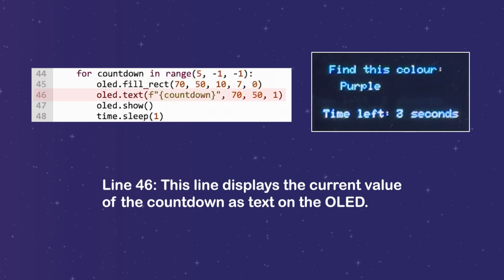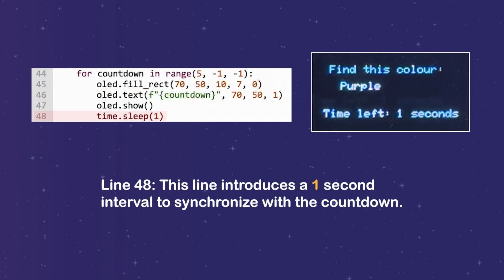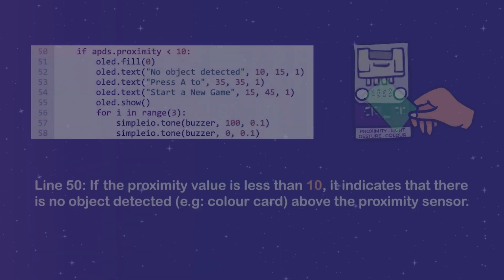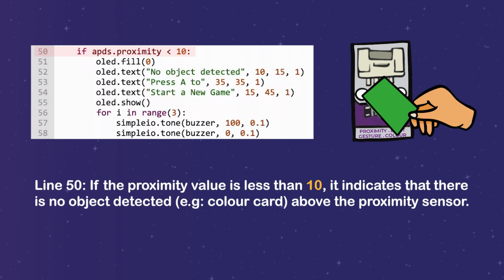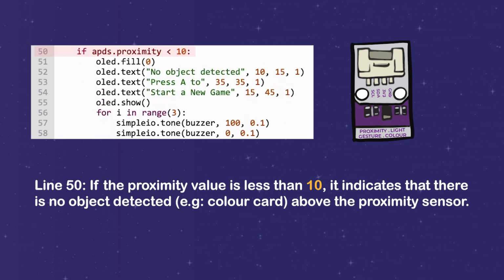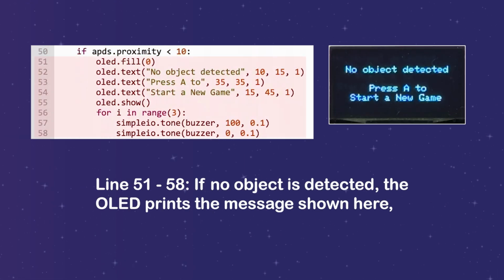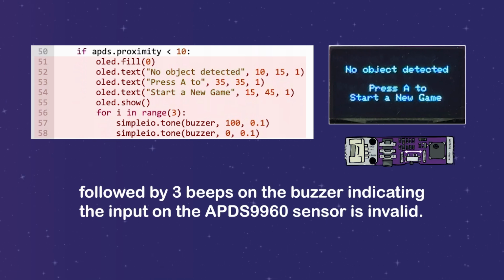Line 46, this line displays the current value of the countdown as text on the OLED. Line 48, this line introduces a 1 second interval to synchronize with the countdown. Line 50, if the proximity value is less than 10, it indicates that there is no object detected above the proximity sensor. Line 51 to 58, if no object is detected, the OLED prints the message shown here, followed by 3 beeps on the buzzer, indicating the input on the APDS sensor is invalid.